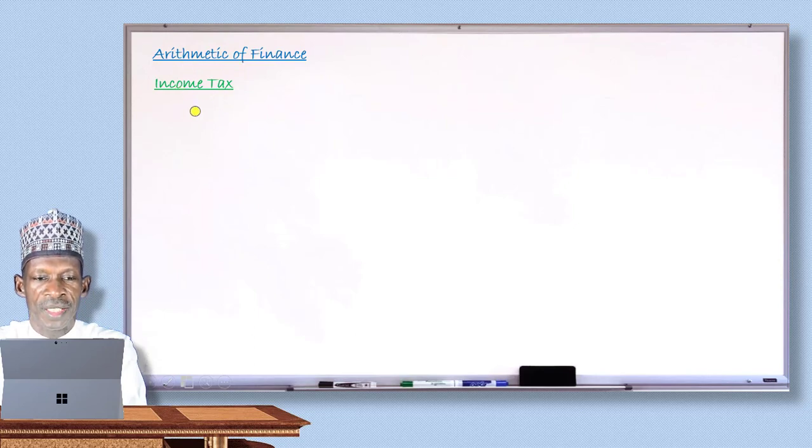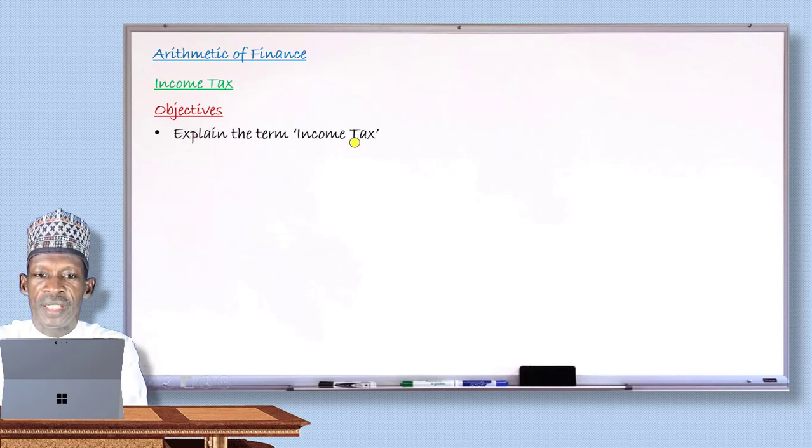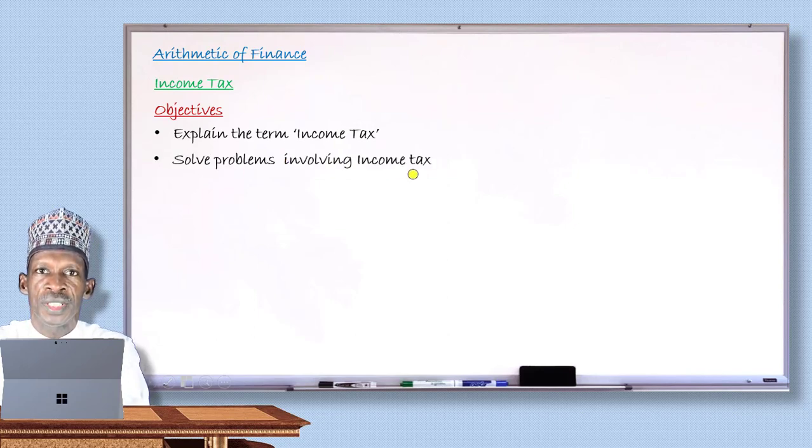So let's begin. After completing today's lesson, my dear student, number one, you'll be able to explain the term income tax, and number two, you'll also be able to solve problems involving income tax. These are the two things I hope my dear student will be able to do after completing today's lesson.